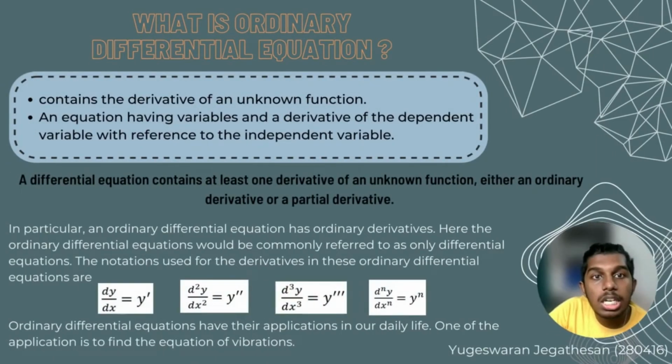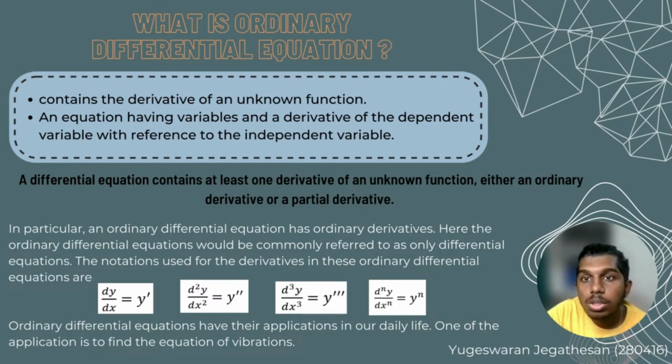An ordinary differential equation contains the derivative of an unknown function. The ordinary differential equation is an equation having variables and a derivative of the dependent variable with reference to the independent variable. A differential equation contains at least one derivative of an unknown function, either an ordinary derivative or a partial derivative. In particular, an ordinary differential equation has ordinary derivatives. Here, an ordinary differential equation would be commonly referred to as a differential equation.